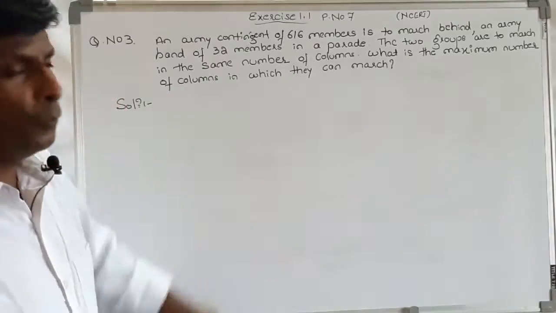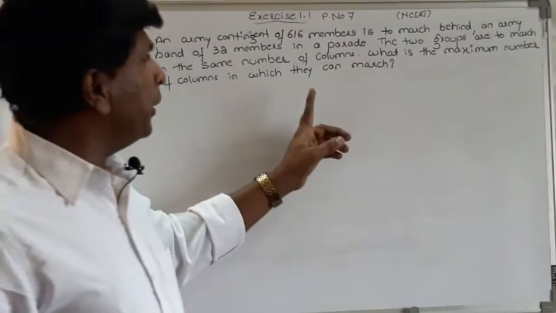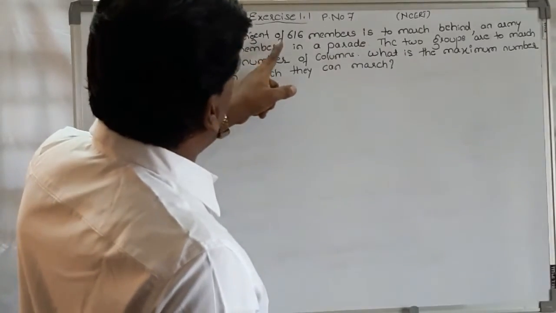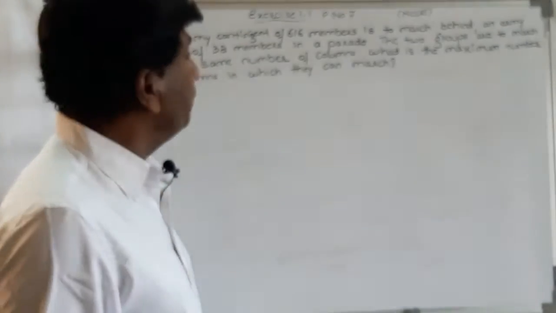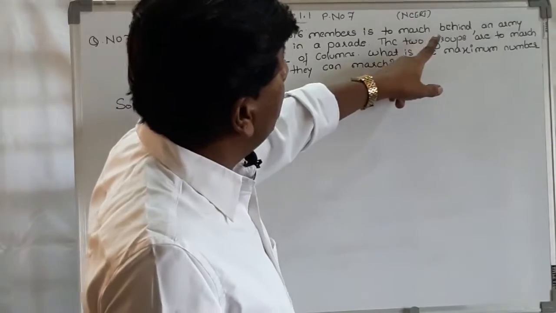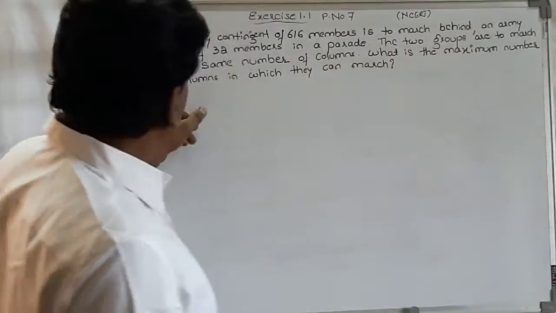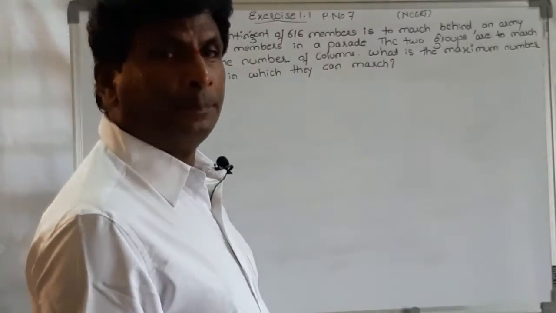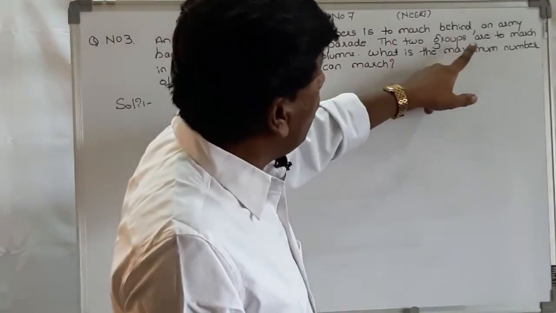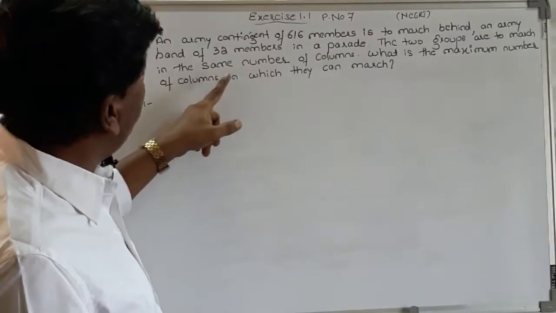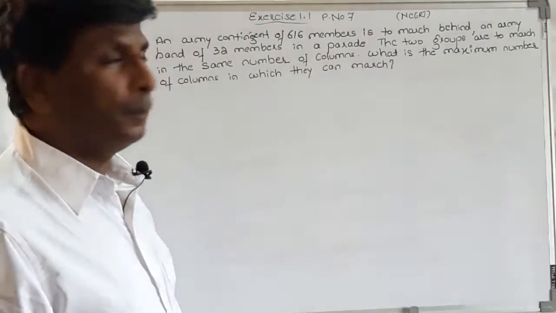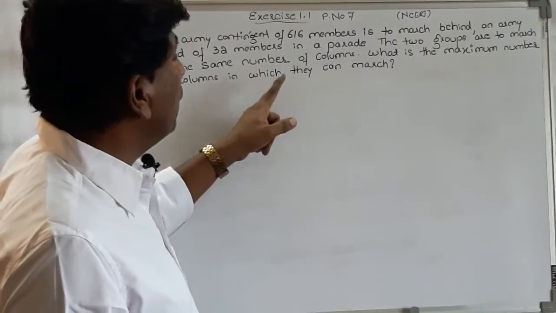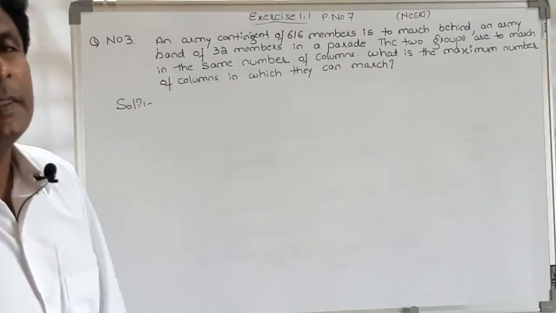Okay friends, now let's start. The question is: an army contingent of 616 members is to march behind an army band of 32 members in a parade. The two groups are to march in the same number of columns. What is the maximum number of columns in which they can march? This is the question, friends.